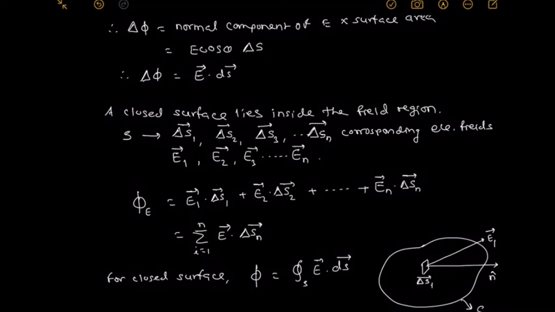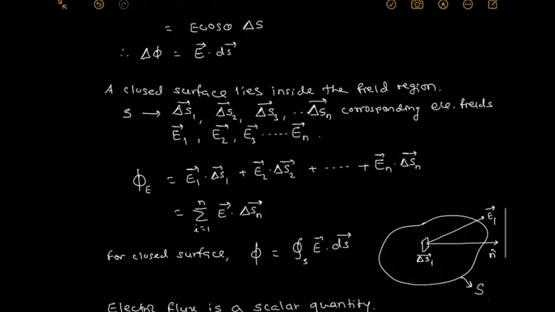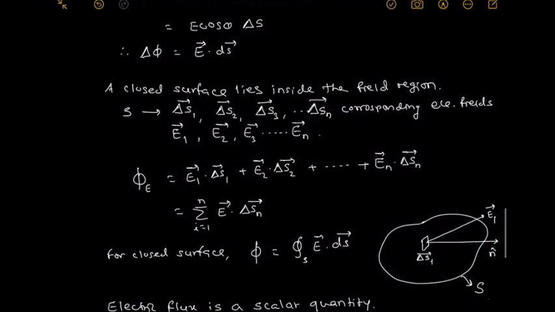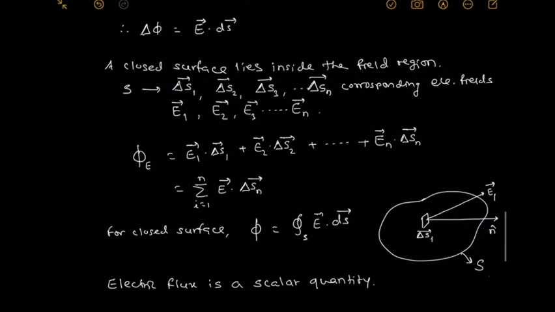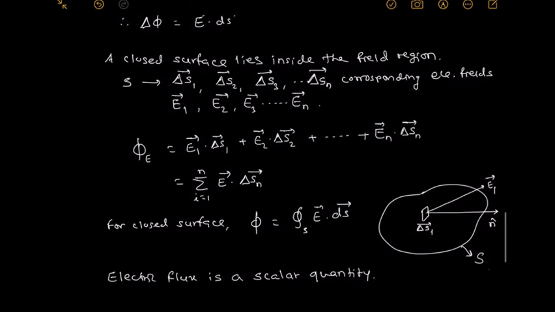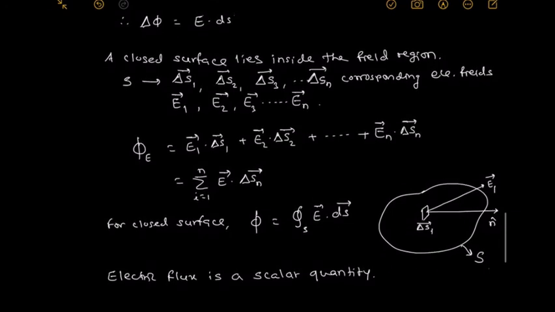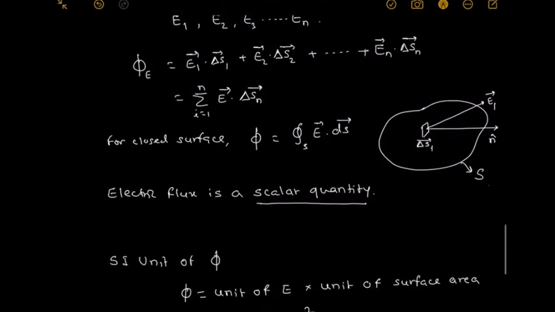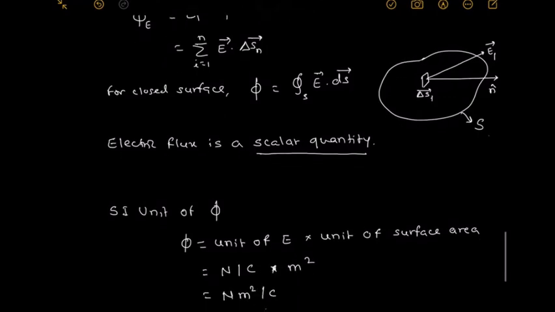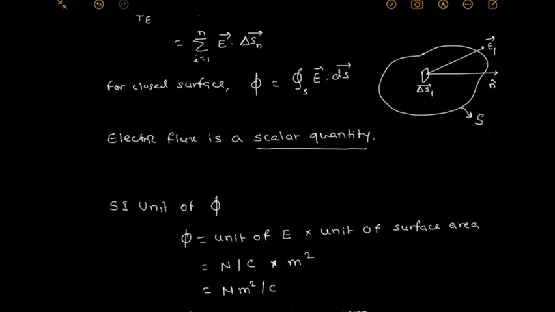Hence, for a closed surface, we write the equation in terms of the integral over the closed surface: phi equal to integral E dot dS over the closed surface. Hence, the electric flux that we calculate here is found to be a scalar quantity. It is a scalar quantity. Secondly, we find what is the unit of electric flux. We defined earlier the definition of the electric flux.